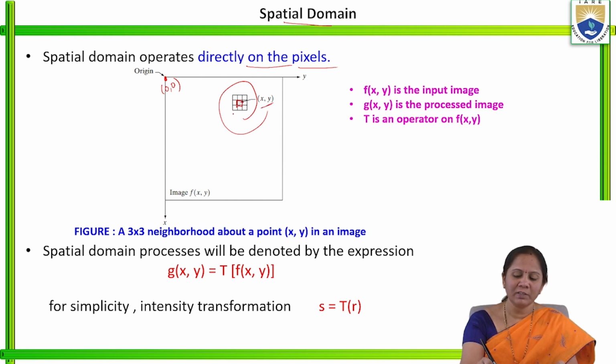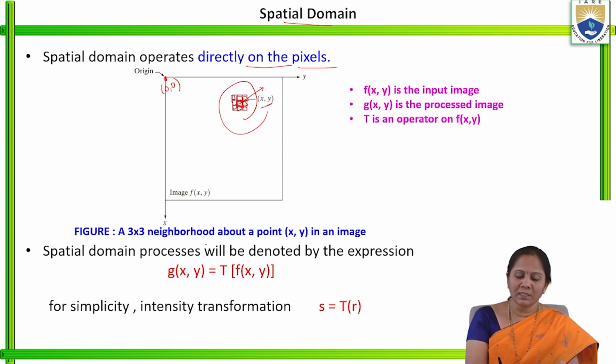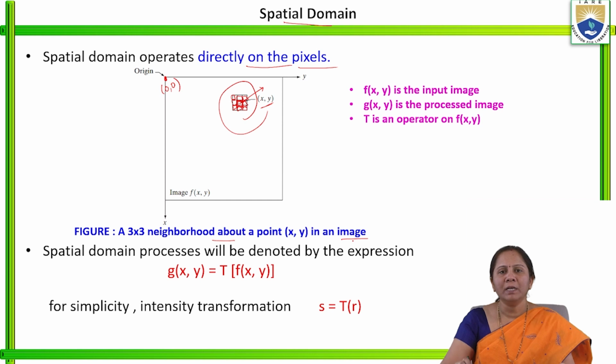It is represented in the form of a 3 by 3 matrix. Except for the pixel at the center, all the remaining pixels are called neighbors of this pixel. So this is the representation of a 3 by 3 neighborhood at the point x, y in the image. The spatial domain operates directly on the pixels.